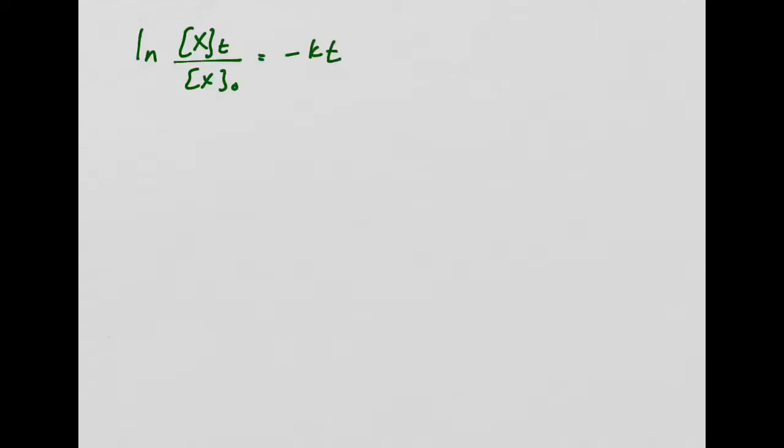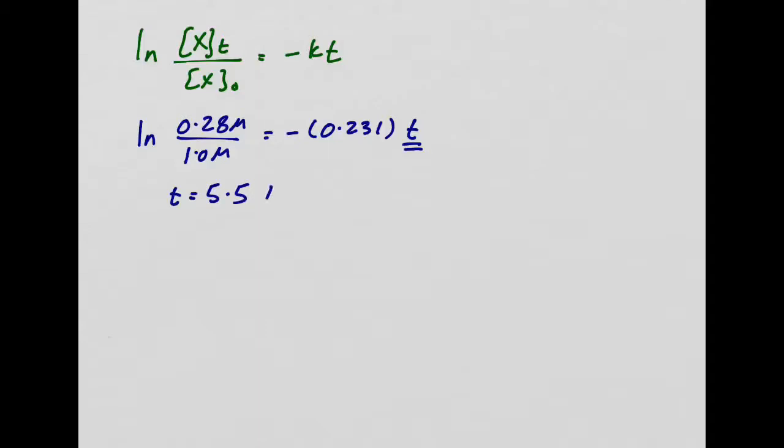Help me out. So how much of x is left at time t? 0.28. 1.0 is initial. Minus my k is 0.231, and I'm trying to solve for t. When you solve for t, I get 5.5. What's the unit? Minutes. 5.5 minutes.